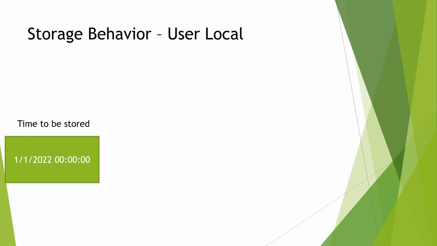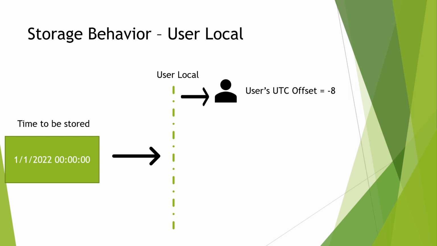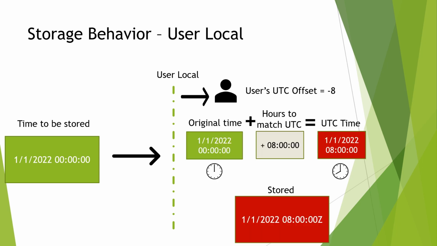User local tells Dataverse that the submitted time is coming from a user's local time, and it needs to be converted to UTC to store it. This is done by using the submitting user's time zone, also known as the UTC offset value. In this example, I'm sending January 1st, 2022 midnight. My time zone is PST, which is 8 hours behind UTC. To change my local time to UTC, Dataverse needs to make a conversion. Dataverse will calculate using the inverse of my UTC offset. This converts the date time into the correct UTC value. In my case, it adds 8 hours, so the stored time is January 1st, 2022, 8 a.m.